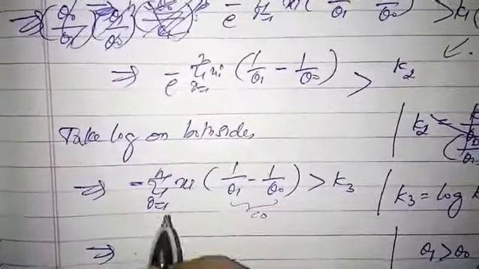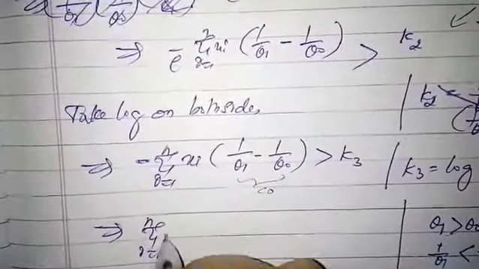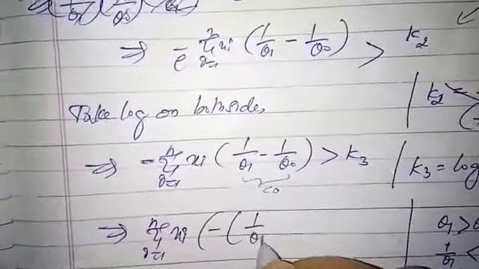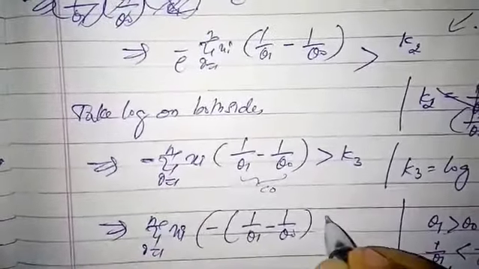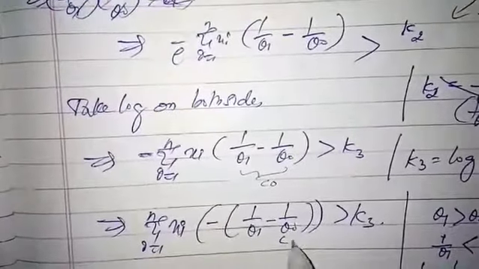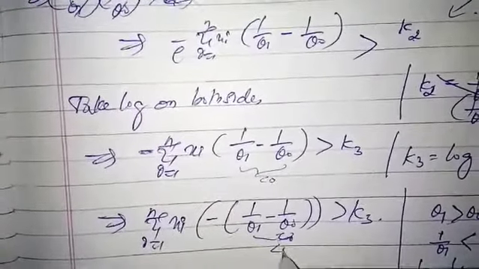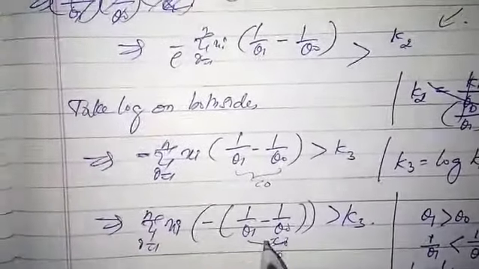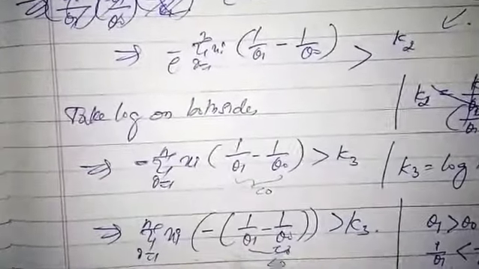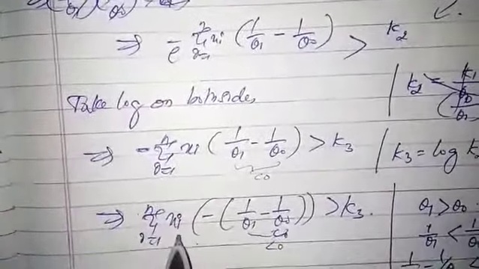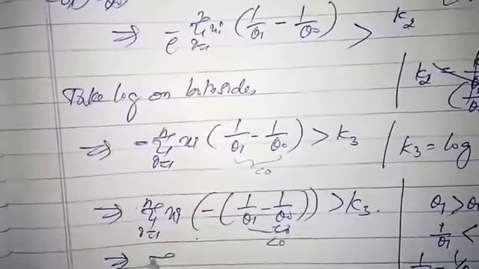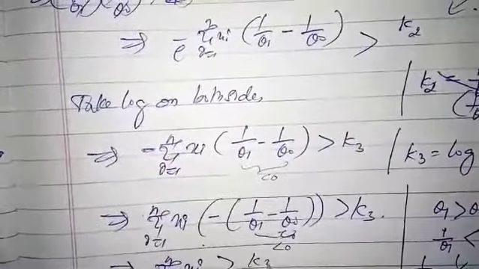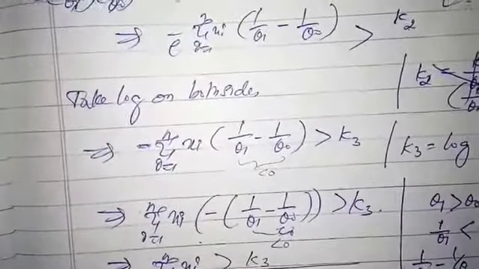The negative positive, that is summation i = 1 to n of xi times this term, that is 1 by theta 1 minus 1 by theta naught, is greater than k3. Here this is a negative term, right? It is less than 0, and here also negative, then this becomes positive, right? Then we have to divide by that term itself, because we want to get a function of a random variable, which implies summation i = 1 to n of xi is greater than k3 divided by this term.